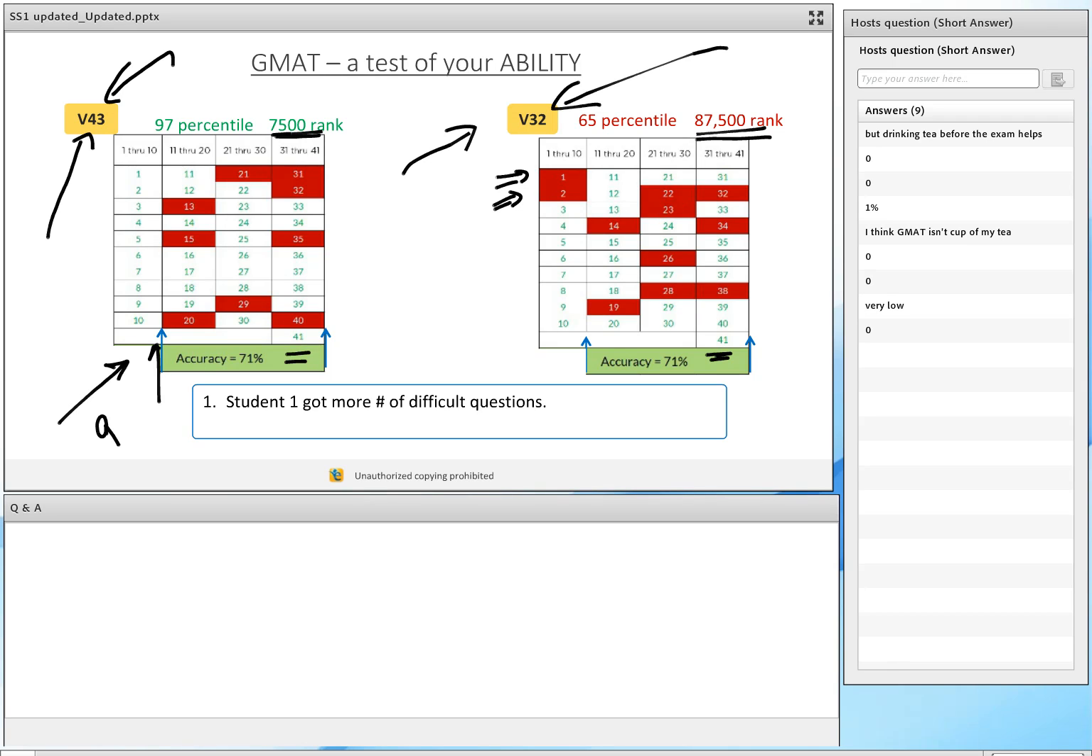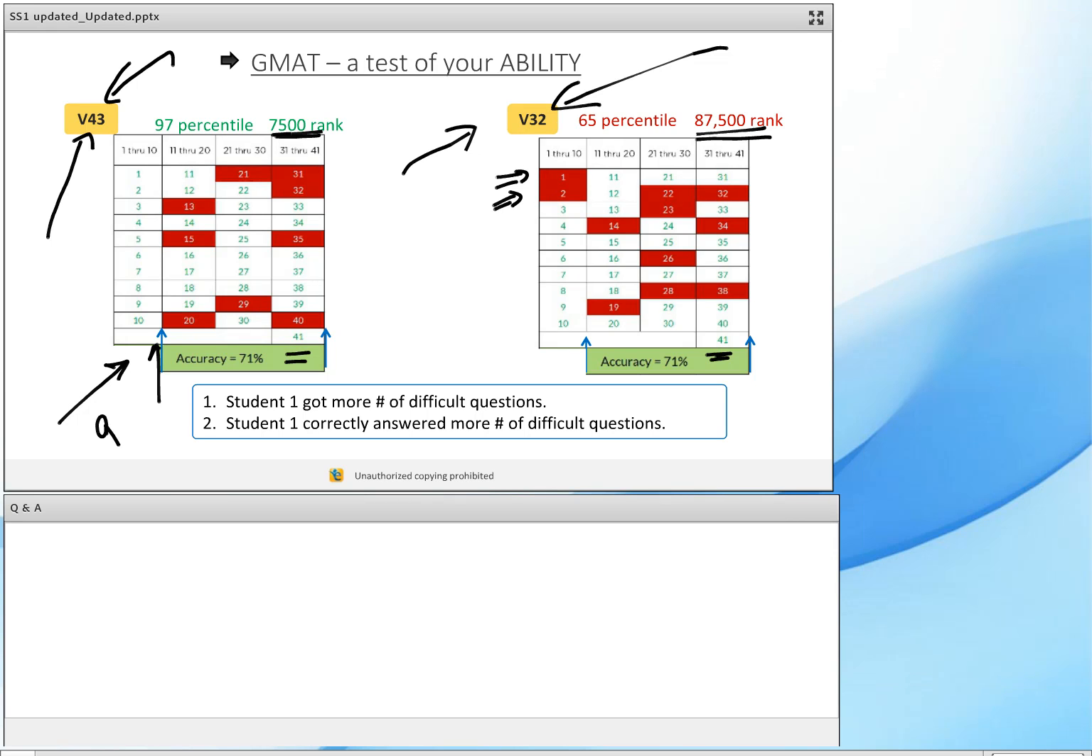So the key thing over here is, GMAT's a test of your ability. That's why you see the title over here, that it is a test of your ability. When it comes to the GMAT, you have to really look at, hey, how many difficult questions did I get, and how many of them did I answer correctly? Now, in a couple of slides, you're going to really see how the GMAT looks at these students.